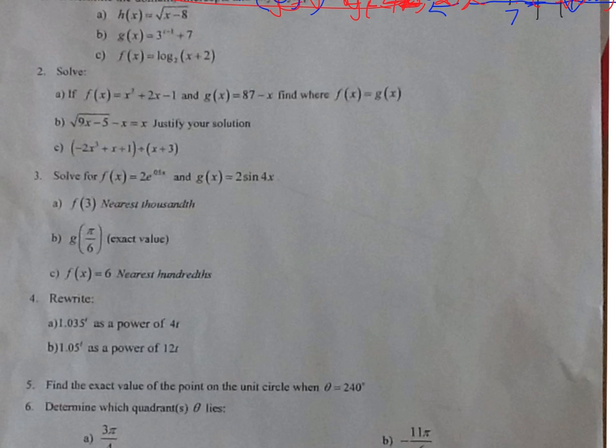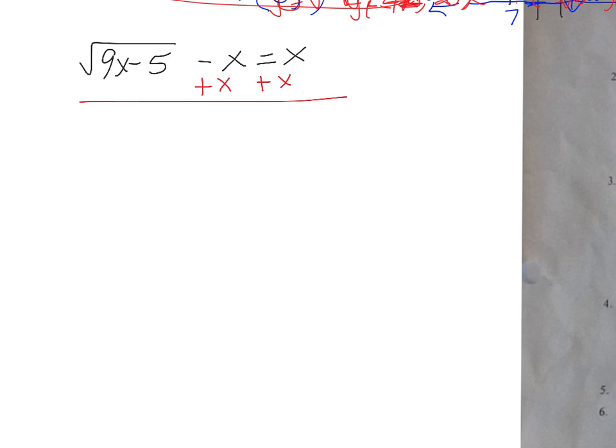All right, let's take a look at B. So I'm solving this radical equation. So let me rewrite it over here. I have the square root of 9x minus 5 minus x is equal to x. So the radical equation, you want to first isolate the radical, so you add x. X plus x is 2x, not x squared, so please be careful.